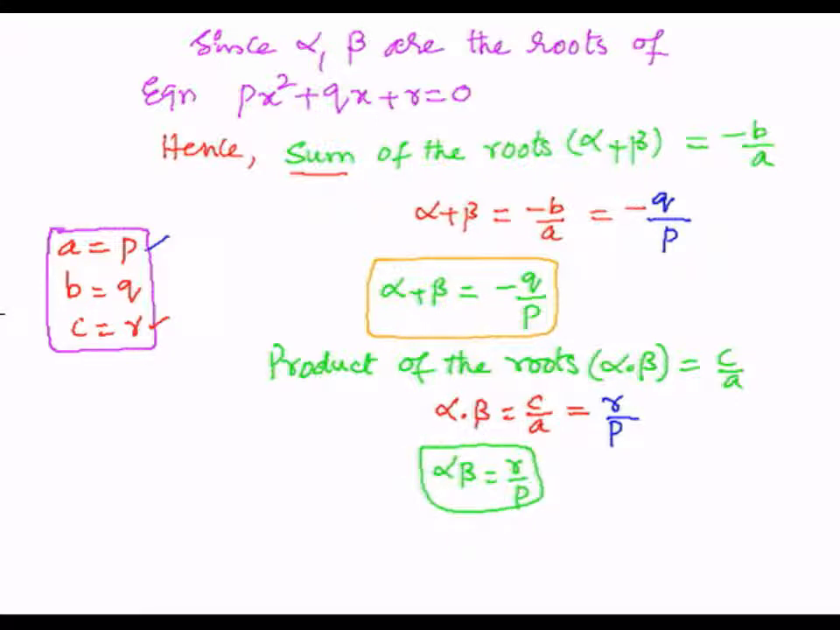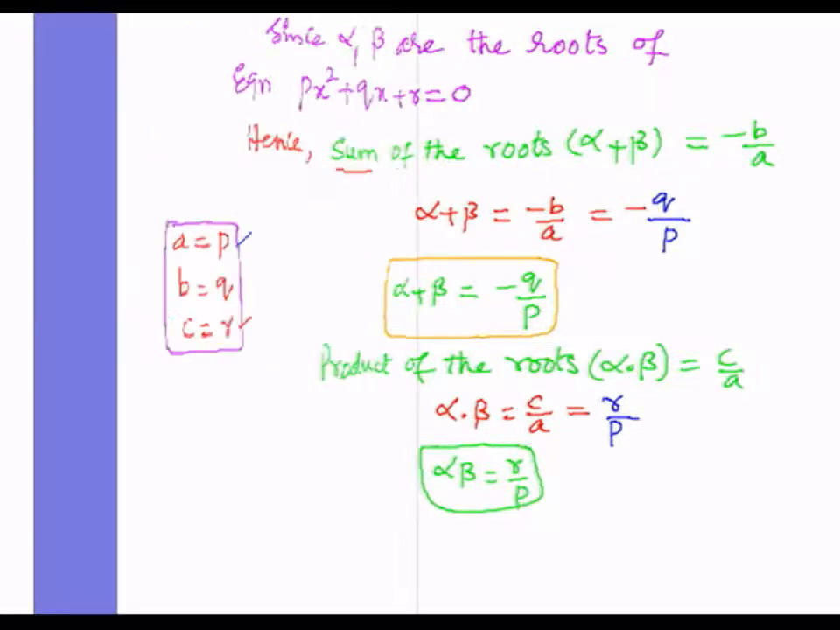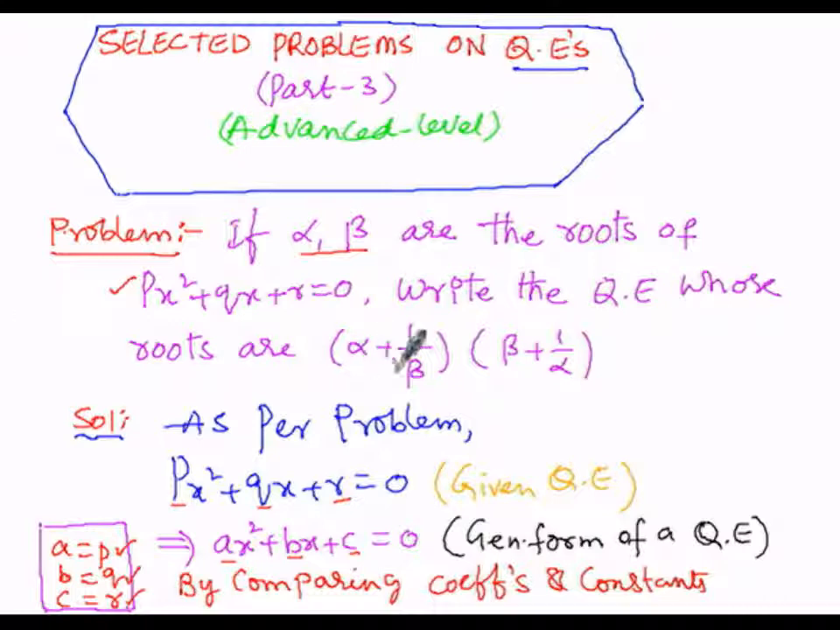But we have to frame a quadratic equation with these roots. So the first root is alpha plus 1 by beta, and the second root is beta plus 1 by alpha. With these two roots we have to frame a quadratic equation.